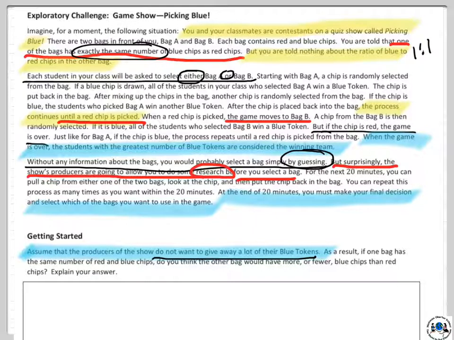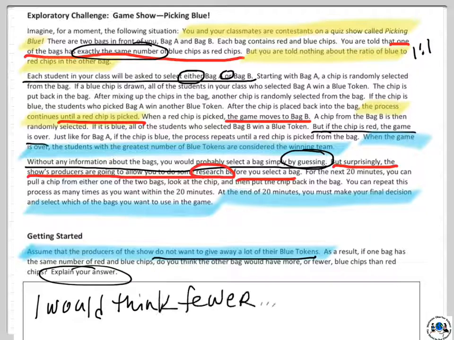So as a result, if one bag has the same number of red and blue chips, do you think the other bag will have more or fewer blue chips and red chips? Explain your answer. Well, I would think fewer. I'm thinking fewer because they're going to let you know, hey, a 50-50 chance here. And again, we talked about 50-50 chance in class, and boy, it sounds great, doesn't it? 1 out of 2 chance, but as good as it is, it's as bad as well, because a 50-50 chance of winning is also a 50-50 chance of losing.